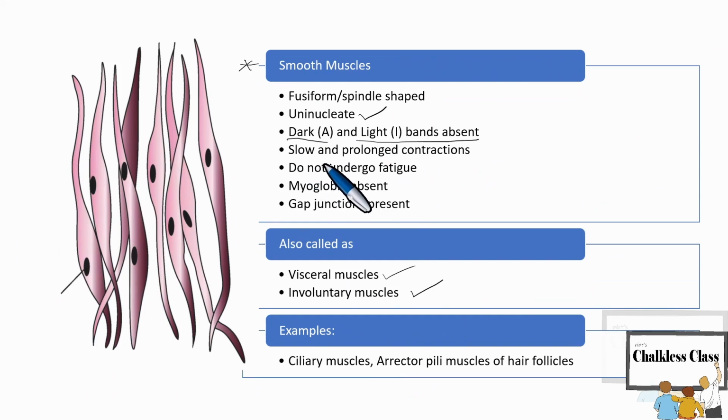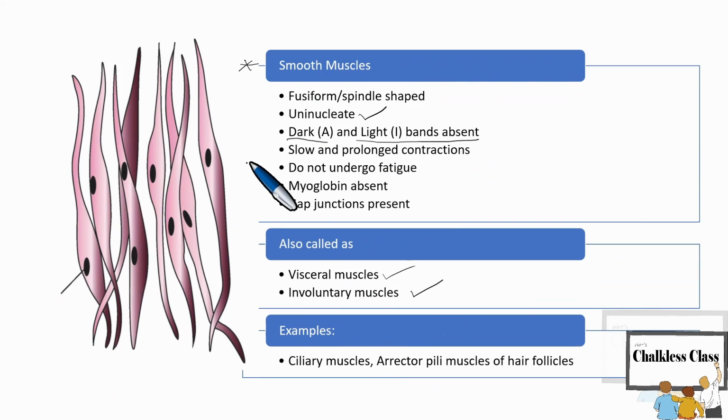In these, the contractions occur very slowly and they are prolonged. That's why these do not undergo fatigue. In these, myoglobin is absent. These are the only muscles without myoglobin. Cardiac muscle has myoglobin, and striped muscles or skeletal muscles also have myoglobin.